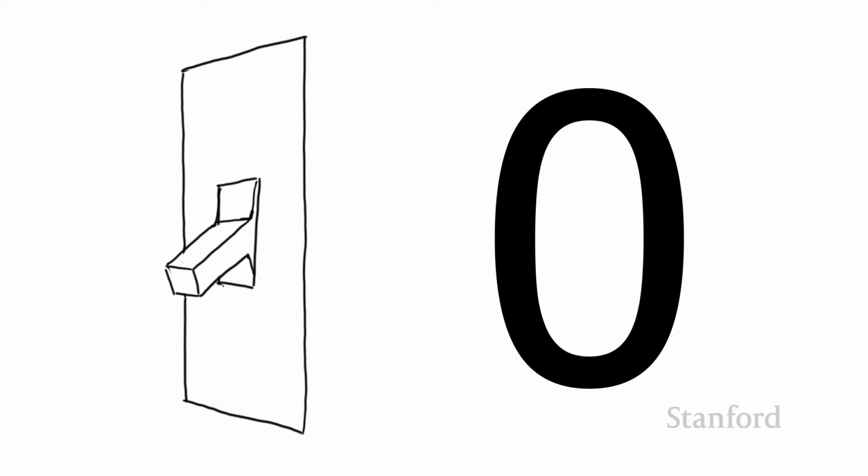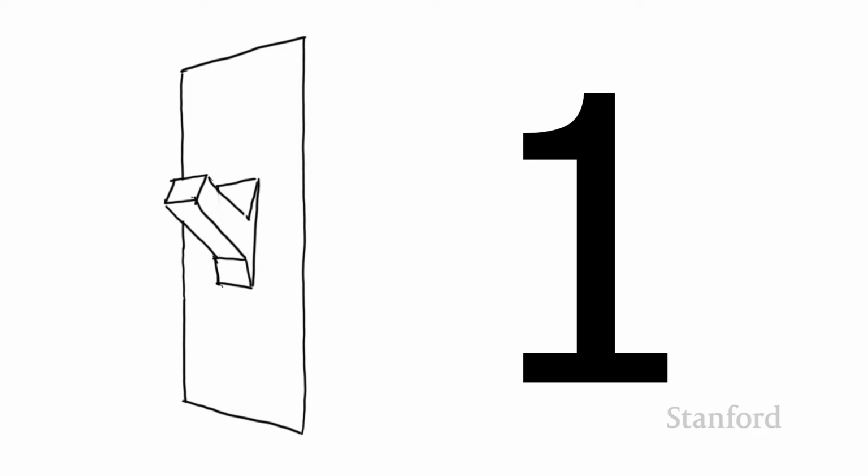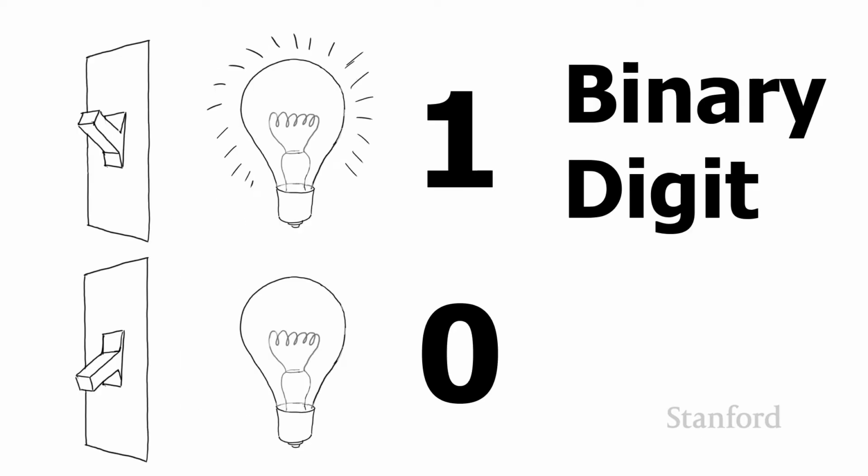When the switch is off, we think of that as representing the number 0, and when the switch is on, we think of that as representing a 1. So each of our switches corresponds to a single digit, and since these digits can only be 0 or 1, they're binary digits, and we shorten binary digit to bit. So when you hear somebody talking about a bit, what they're talking about is a 0 or a 1, or the memory inside the computer which is being used to store that 0 or 1.